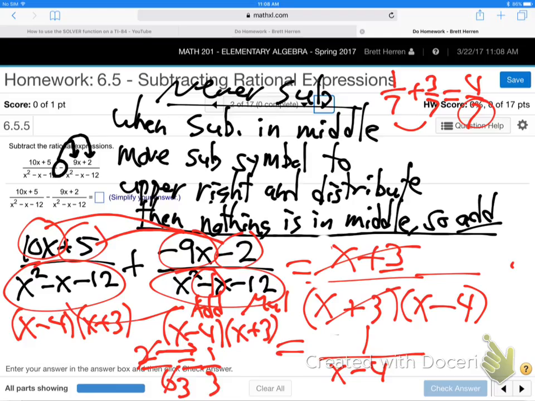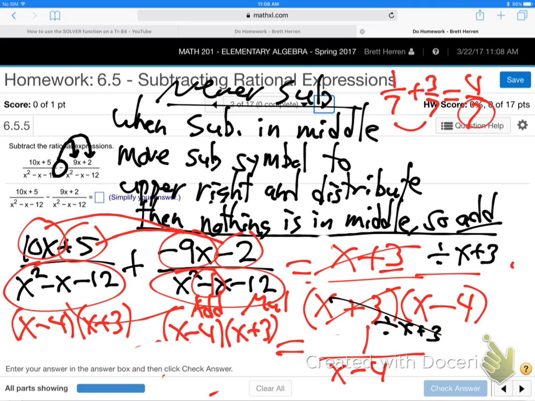The reason for that is because you're really dividing. I don't want to write it all out every time, but really I'm dividing by x plus 3, top and bottom. That's really what's happening. Anyway, enough said. All right, good.